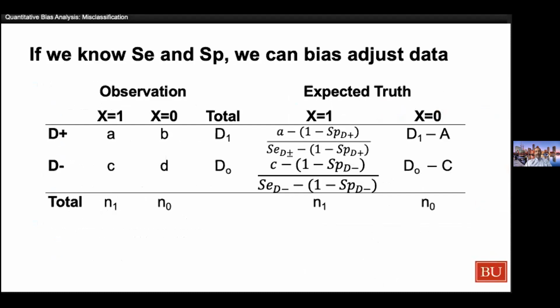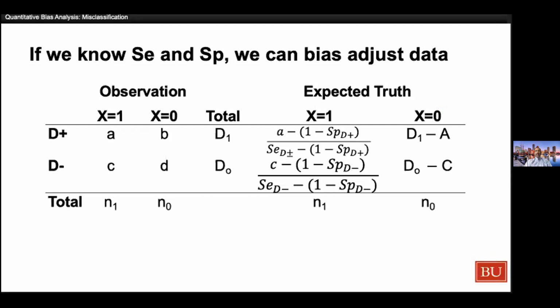Because there's actually a fairly simple relationship between the data that we observe in our study, which I have on the left, and what I'll call the expected true data, the data that we would have observed had we not had misclassification. And in this case, I'm referring to an exposure being misclassified. This set of formulas on the right shows how we could go from the observed data to what we would expect the true data to be if we knew what the sensitivity and specificity were.